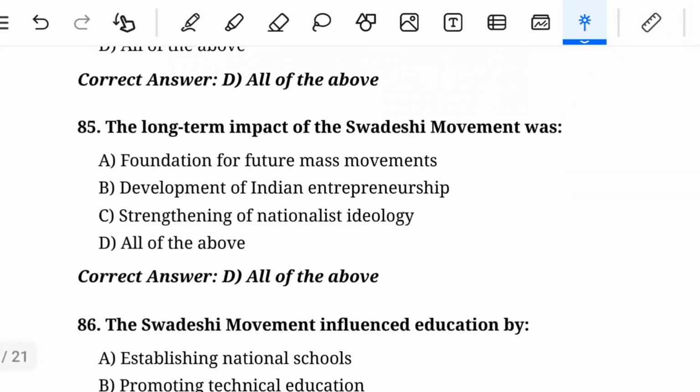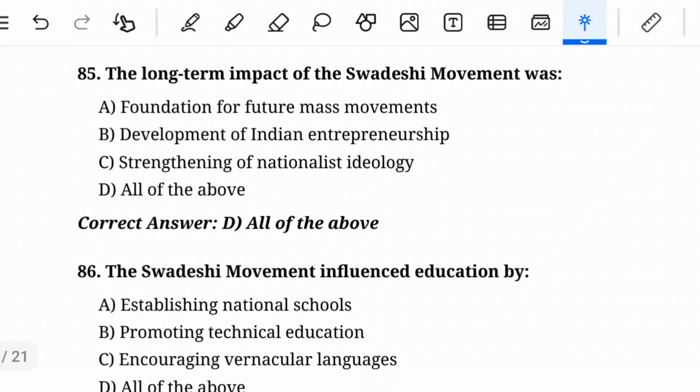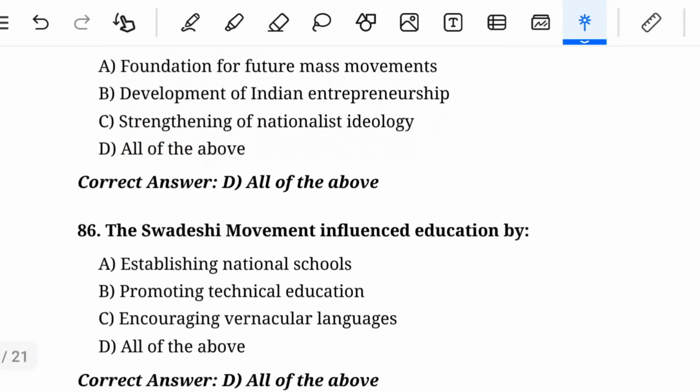85. The long-term impact of the Swadeshi movement was: A. Foundation for future mass movements. B. Development of Indian entrepreneurship. C. Strengthening of nationalist ideology. D. All of the above. Correct answer: D. All of the above.